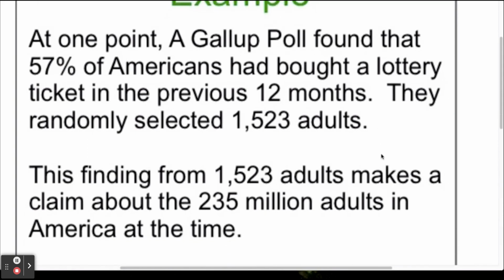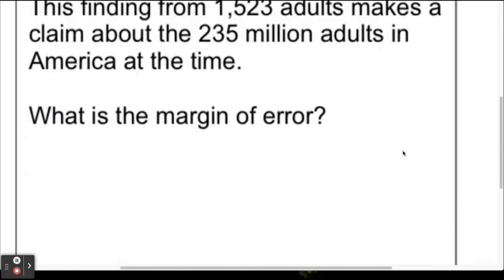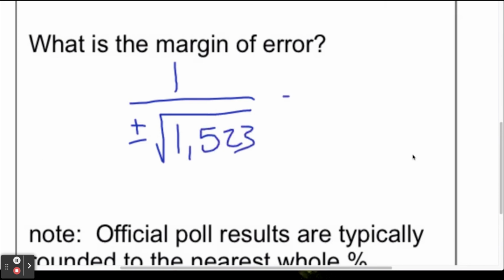So we're going to go back to this and use this example. The Gallup poll found 57% of Americans had bought a lottery ticket in the last 12 months. And the question is, what is the margin of error? So just to review that, the margin of error is 1 over plus or minus the square root of the sample size. Okay. And so if I pull out the calculator here and do that, the margin of error of this particular scenario, I'm just going to round it to the nearest tenth, is about 2.6%.